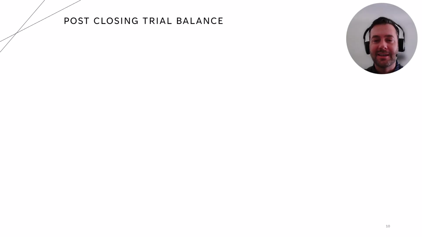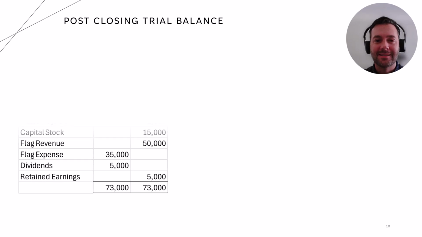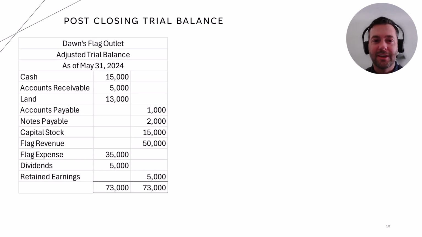After we've done the closing process, we will create the post-closing trial balance. First of all, over here on the left, we have the adjusted trial balance. This is before the closing process. And just as a little review, we have our asset accounts here with their debit balances, our credit accounts with their credit balances, stock and revenue, which are part of owner's equity. They're going to be on the right in their credit balance. And expenses and dividends will be on the left in the debit balance, and then retained earnings on the right in the credit balance of $5,000. You see here, they equal each other. Debits and credits have to equal each other, and they do.